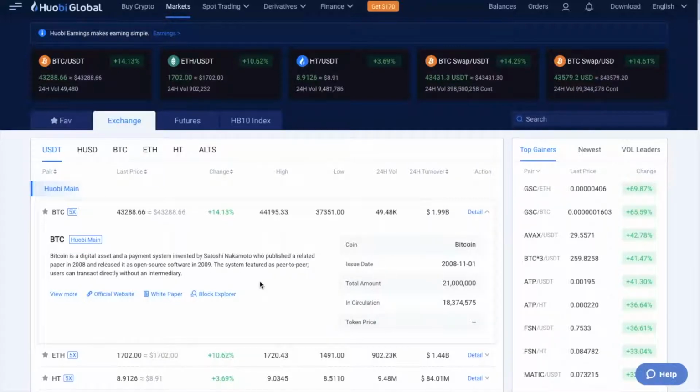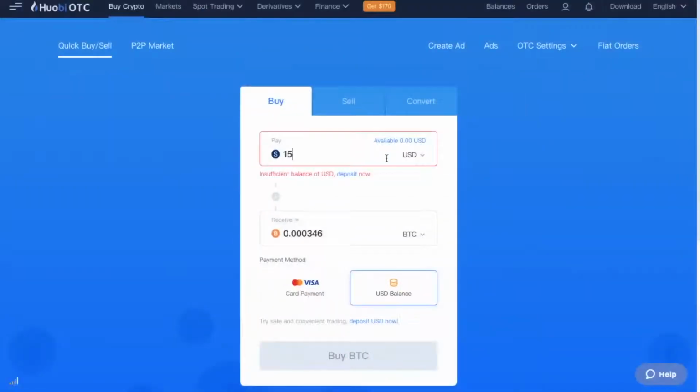Now, as I said, the site is predominantly a crypto-to-crypto site, meaning that you'll need to have some crypto or a stablecoin to get started. But if you don't already have any crypto to trade with, they do have the option to buy at the top of the screen here. And this gives you an option to do a quick buy and a quick sell or convert.